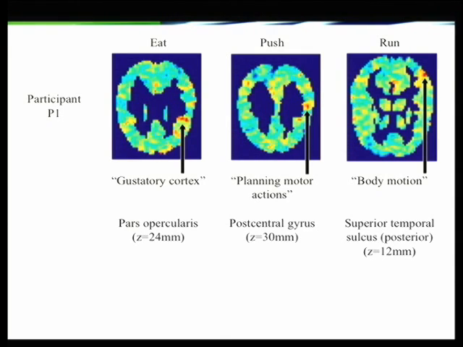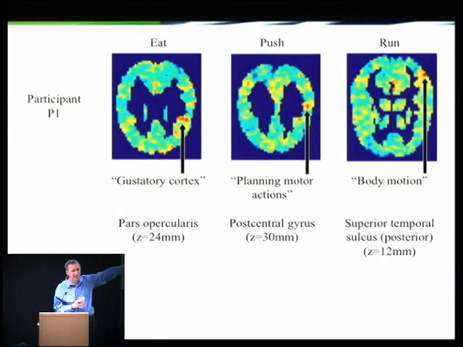But out of the data, by best fitting the noun data, there emerges this idea that nouns that frequently co-occur with eat will be represented using activity in gustatory cortex. And similarly, nouns that co-occur with push will be activated by activity in the postcentral gyrus, which is essentially where premotor cortex is.